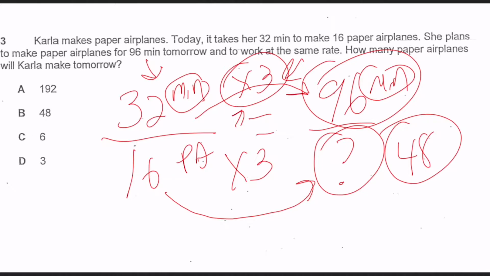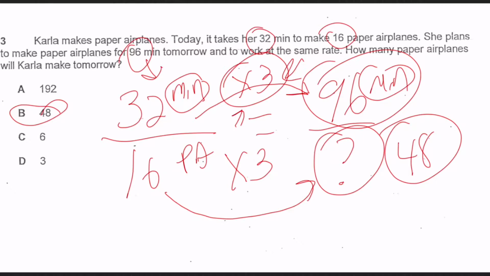So the question is, how many paper airplanes will Carla make in 96 minutes if she's making 16 in 32 minutes? Well, the answer is 48 airplanes in 96 minutes. Carla sounds like she has a very busy day tomorrow. How'd you do on this one?